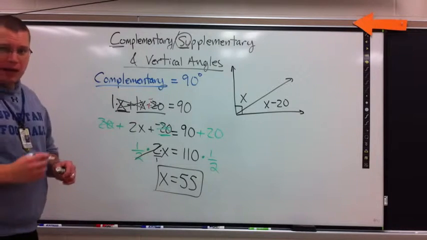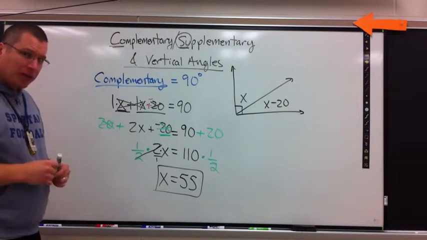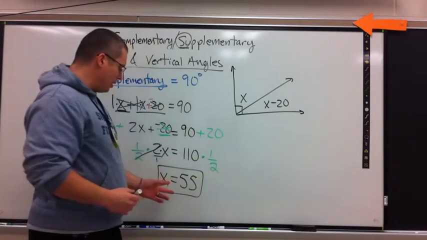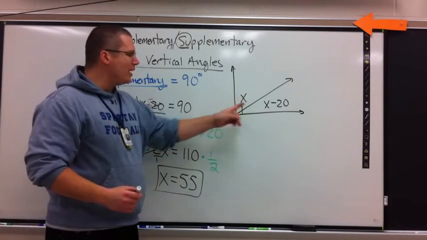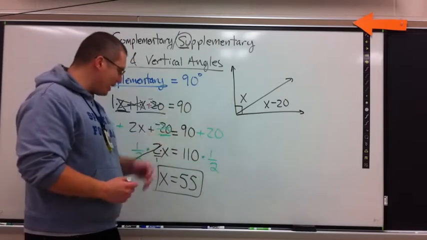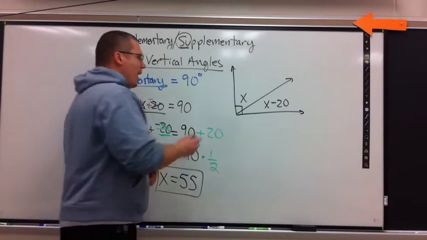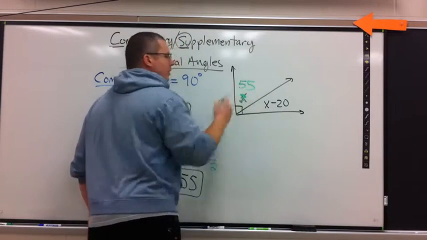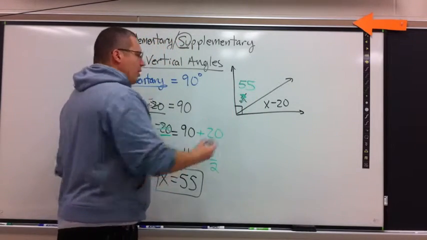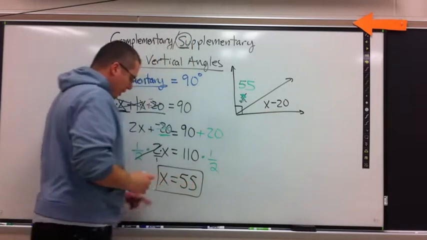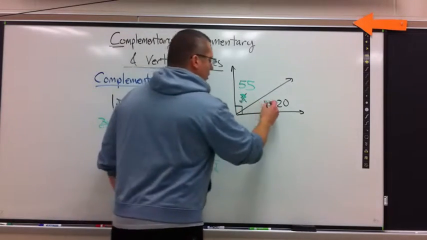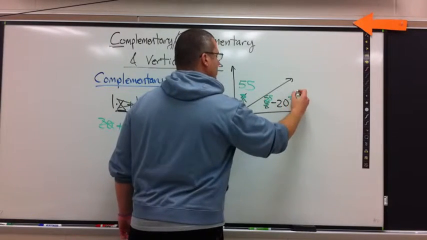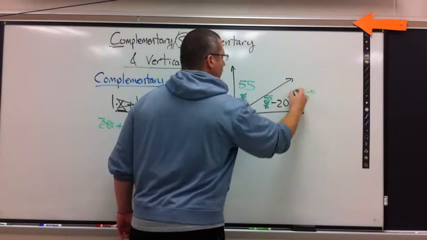I solved for x. Now you have to be careful here, it depends on what the question wants. If it says solve for x, you're done. If it says what are the angle measurements, then you're not done. You have to go back into your picture. If x is 55, that means this x is 55. This angle was x minus 20. If x is 55, put in 55 for x. What is 55 minus 20? 35.